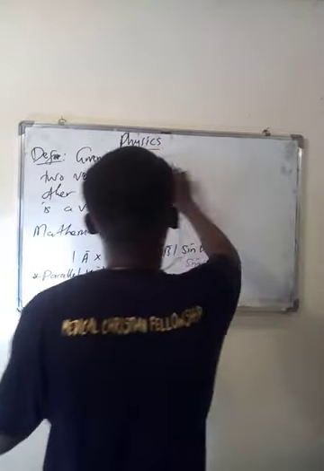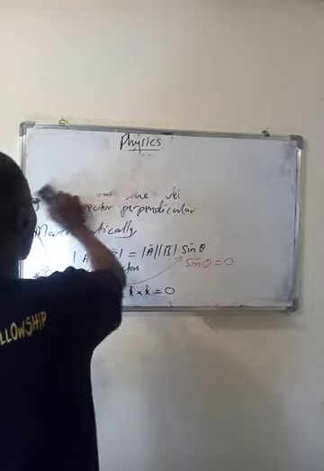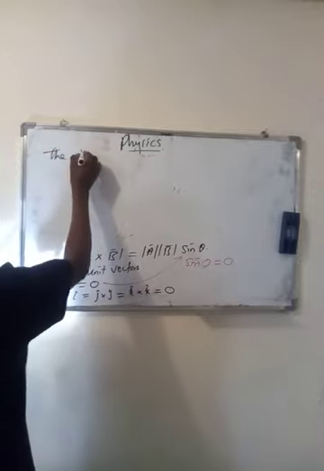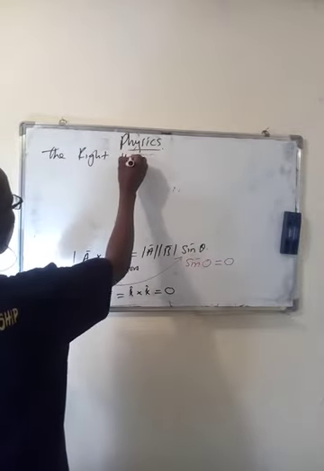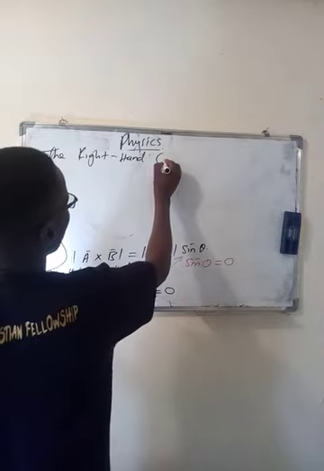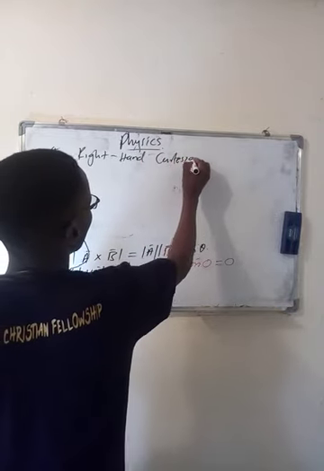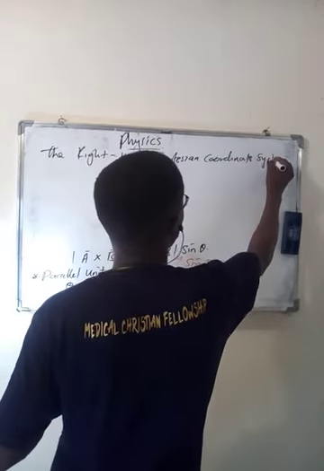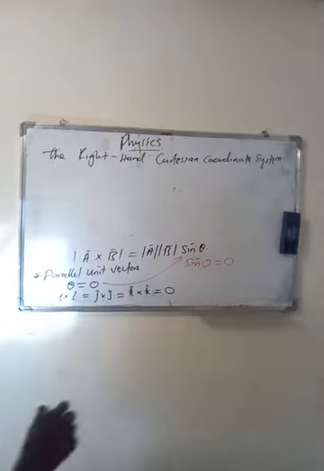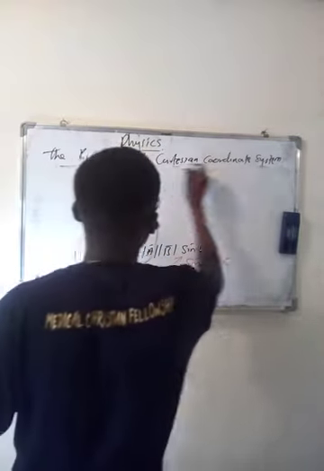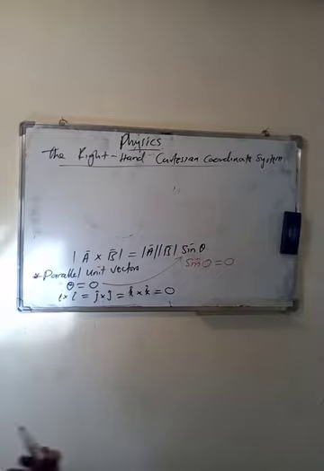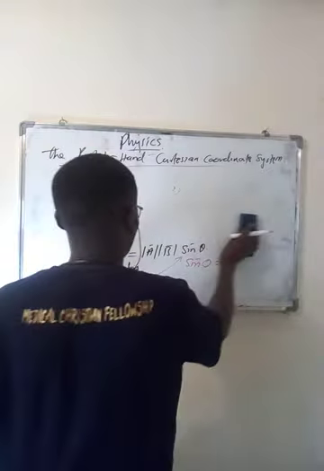Then let's look at what is called the right-hand Cartesian coordinate system. This is going to help us to determine the answer when we multiply two different unit vectors. If we multiply, let's say, I and j, k and j, and so on, it's going to help us with that.